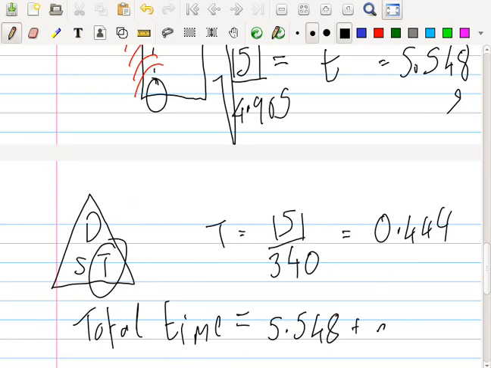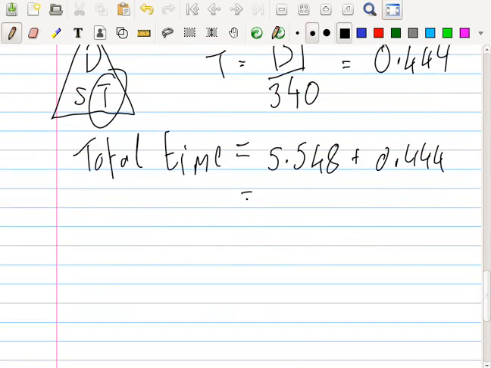Okay. So the total time equals 5.548 plus 0.444. What's that? 5, maybe 6 seconds? 5.992. Okay, 6 seconds between releasing the stone and hearing the sound. Oh, this is so easy. Right, that was B part 1.